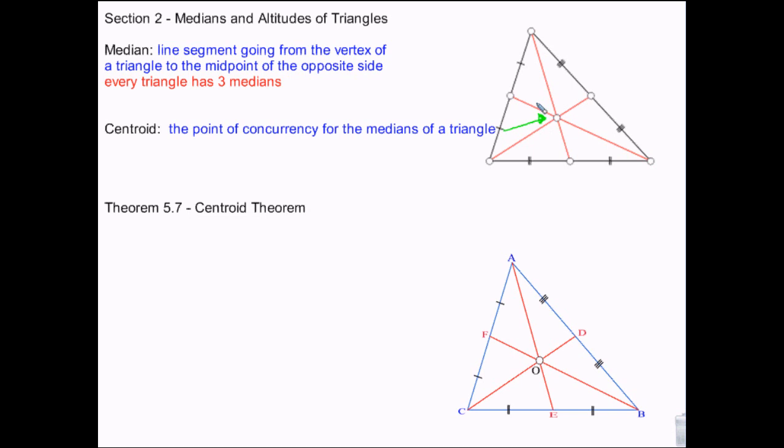So far we've got perpendicular bisectors and angle bisectors. Now we have medians. And we had in-center, circumcenter, and now we have centroid. Okay, so perpendicular bisectors gave us our circumcenter. Angle bisectors give us our in-center. Medians give us our centroid. So we have to keep those together, keep them straight.